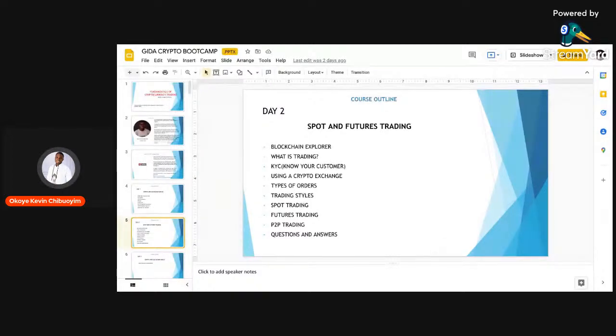Now we have something called the Blockchain Explorer, and it's very, very important to understand how to navigate the Blockchain Explorer so that you can easily use and explore the transparency of the blockchain. I told you one of the core features of the blockchain is that it is very transparent. That is one big thing that makes it stand out compared to the traditional financial system. So we are going to look at the Blockchain Explorer and we are going to do some practical.